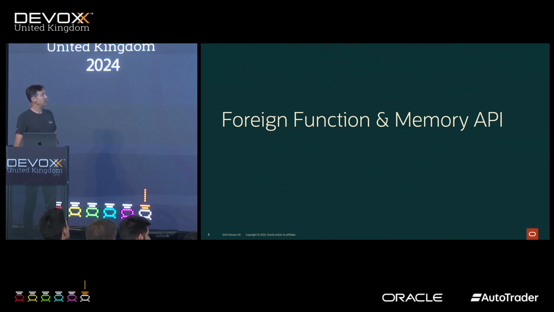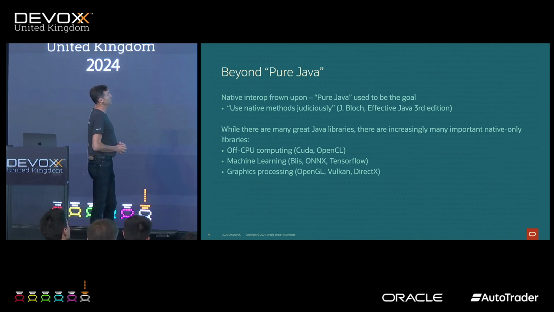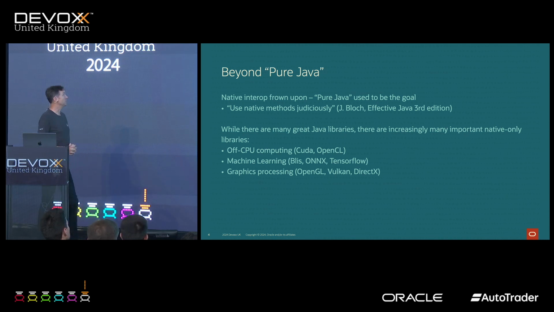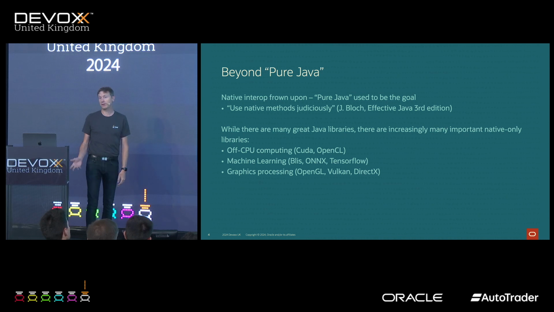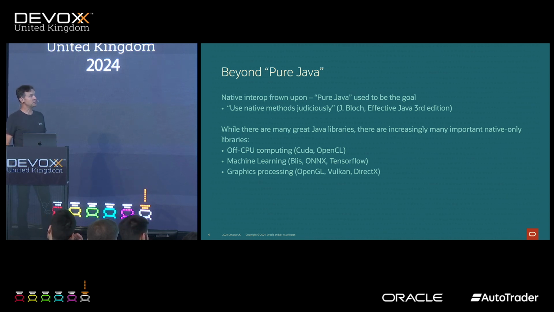So let's look at the foreign function and memory API. It's frowned upon to use native methods because it introduces a lot of security issues. But then again, there are a lot of libraries you want to use. We have off-CPU computing, we have machine learning, and we have graphics processing. And none of those libraries are going to be rewritten in Java, and they should not be rewritten in Java. So how can we use them without a lot of problems?